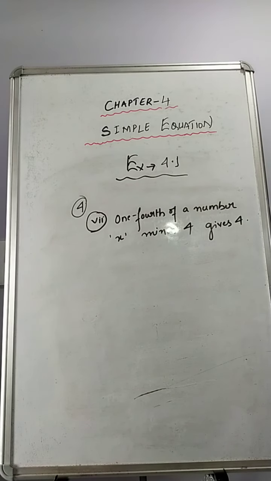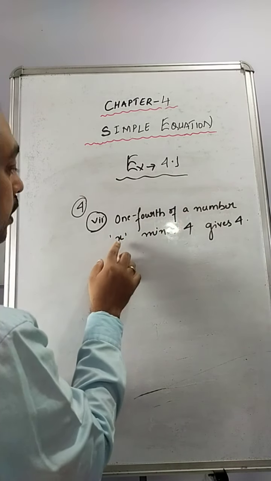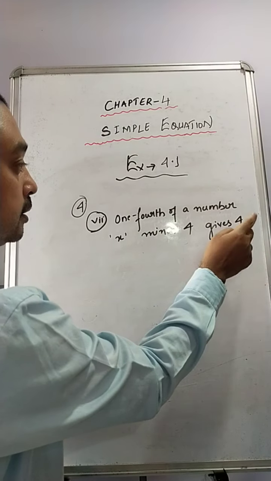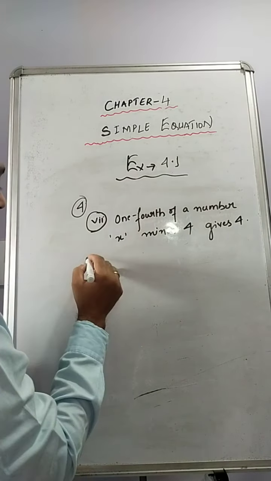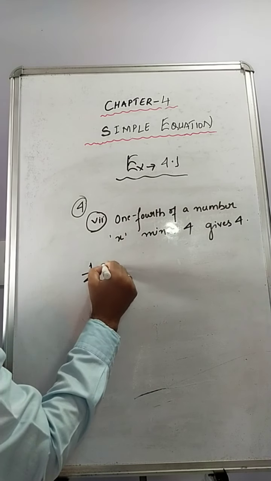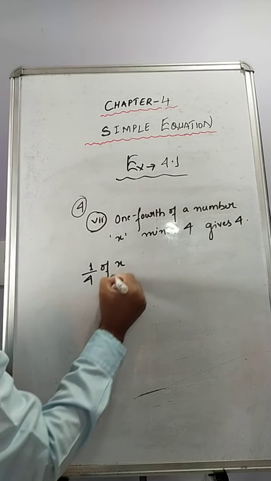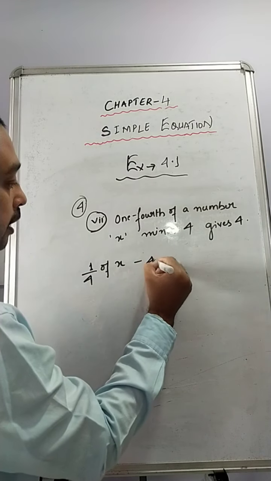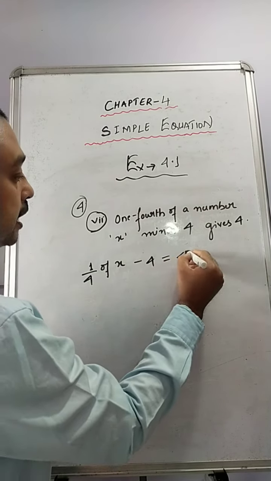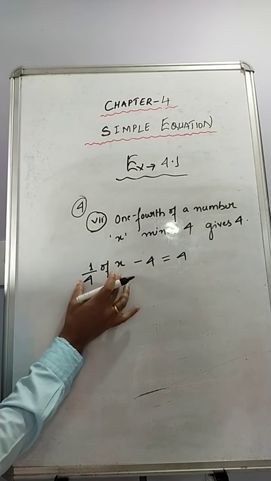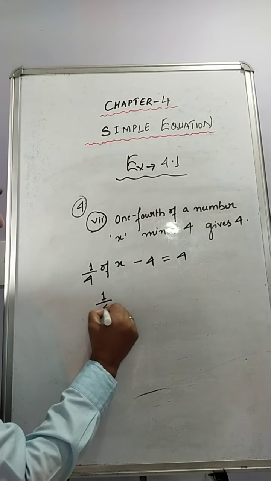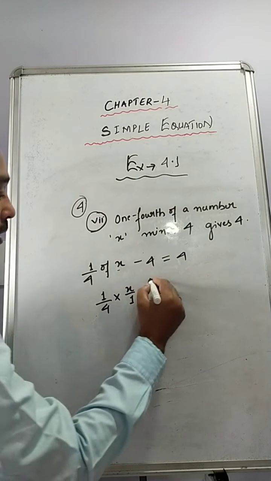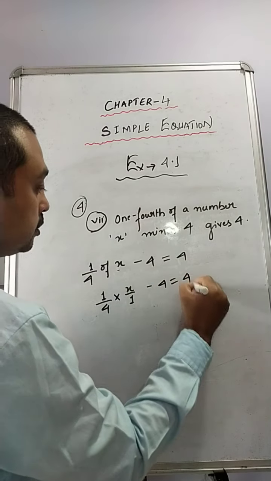Question number 7: one-fourth of a number x minus 4 will give you what? 4 only. So one-fourth of a number means 1/4 of a number x. From this particular product we have to subtract 4, and when we do it we get the answer as 4. So how to write 1/4 of a number? We'll write 1/4 into x by 1, because x is carrying 1 as a denominator. Minus 4 is equal to 4.